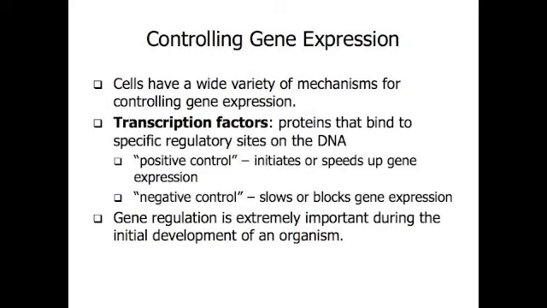Regulatory proteins can be produced by the same cell whose DNA they are regulating, or they may come from nearby cells. During the initial development of an organism, for example, gene regulation is extremely important in directing cells to differentiate into one type of tissue, perhaps muscle, rather than bone. And proteins produced by one cell commonly influence gene expression in neighboring cells.